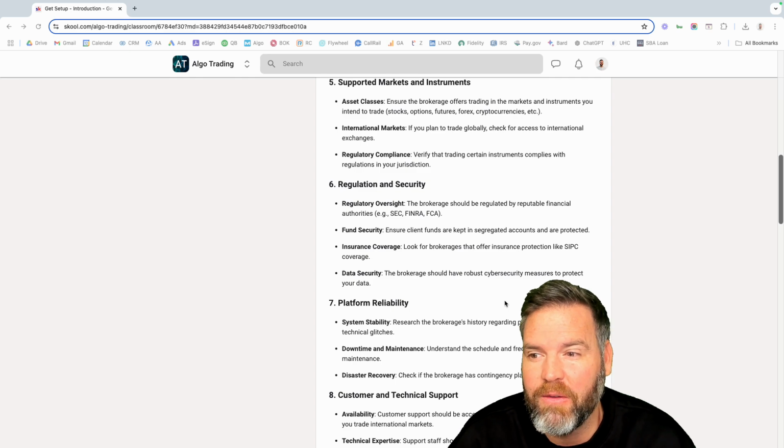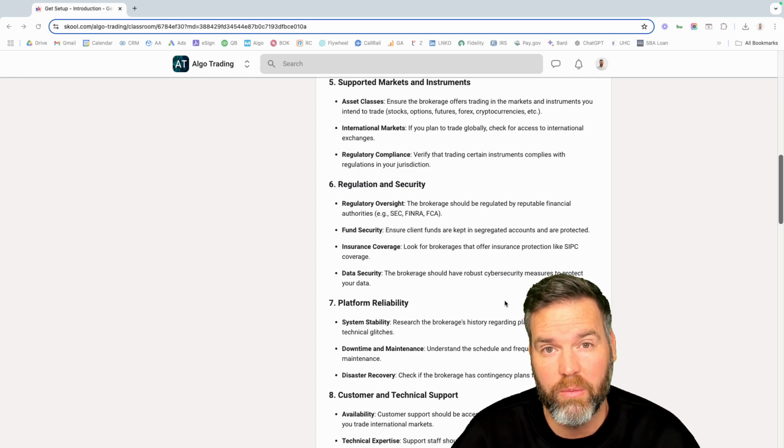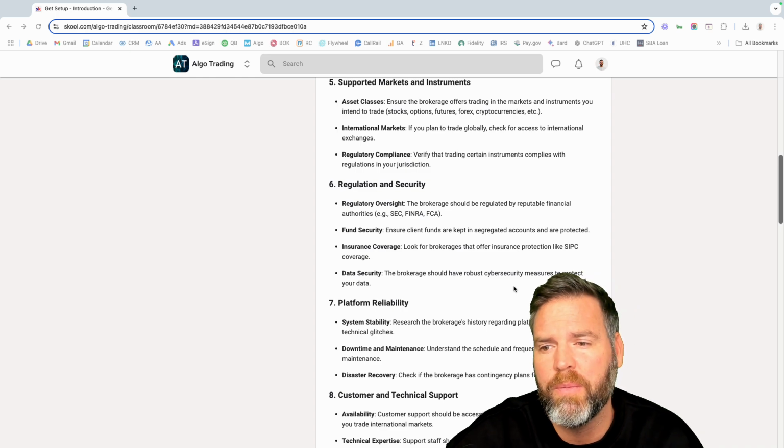Fund security, if there's any type of protection for your funds, that's important as well. Is there any type of insurance coverage on your brokerage account? And then data security. So again, going with more established brokerages assures that you're going to get some of this data security, insurance coverage, fund security, and regulatory oversight. If you're going with a very, very new broker, unknown broker, there might be some risks there. So that's something definitely to consider as well.